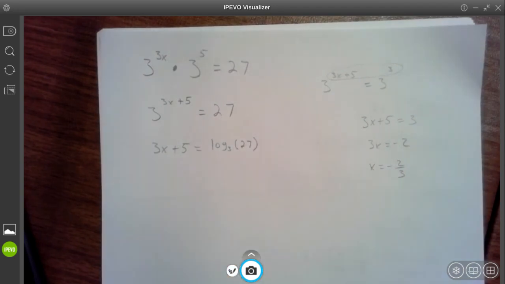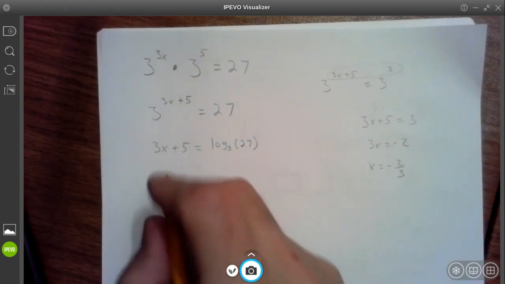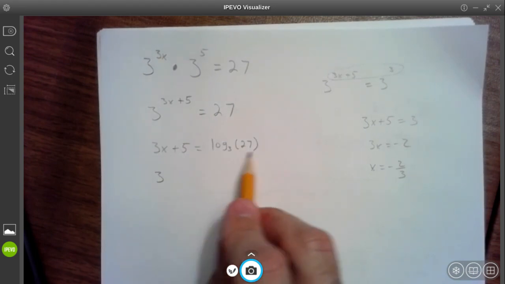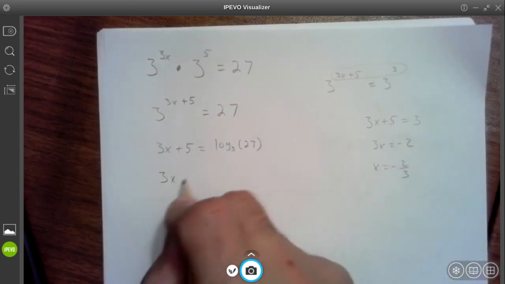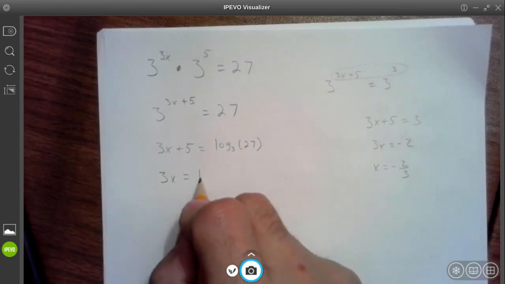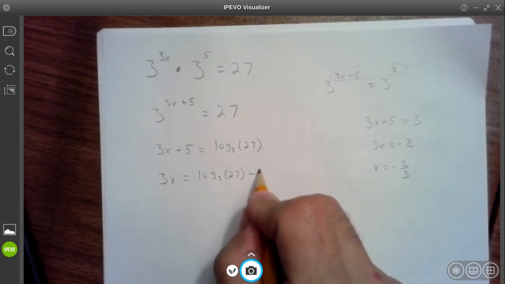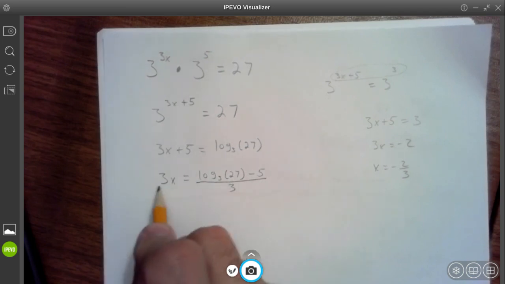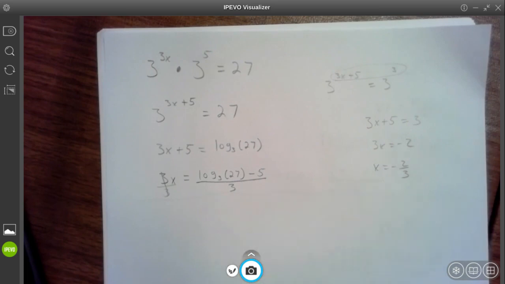There we go. Well, at this point, we could subtract 5 from both sides. Let's go ahead and we'll work it out. We'll pretend like we don't know that this is already 3. We know log base 3 of 27 is 3. But if it didn't come out to a nice number, this is what we would do. We would subtract 5, log base 3 of 27, subtract 5, and then we would take this and divide it all by 3. And so whatever this comes out to would be our answer.